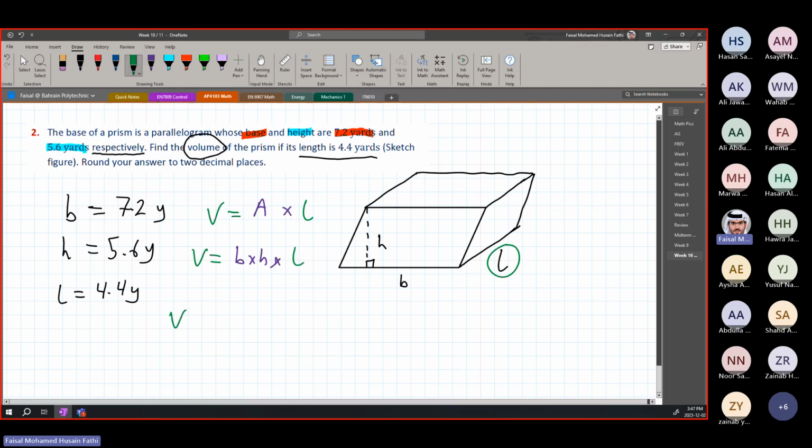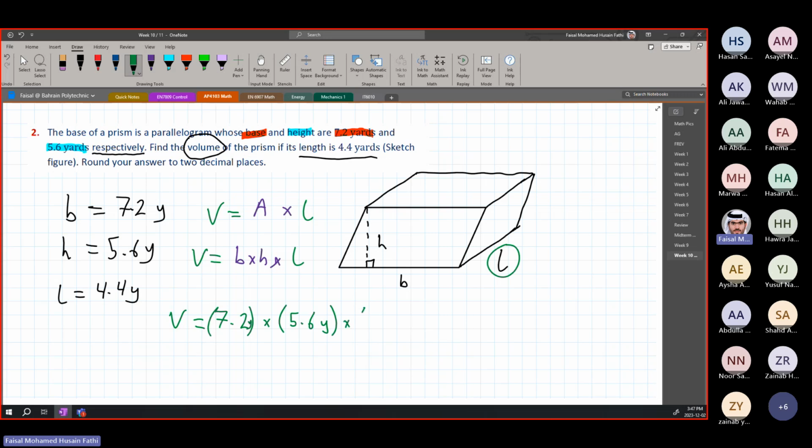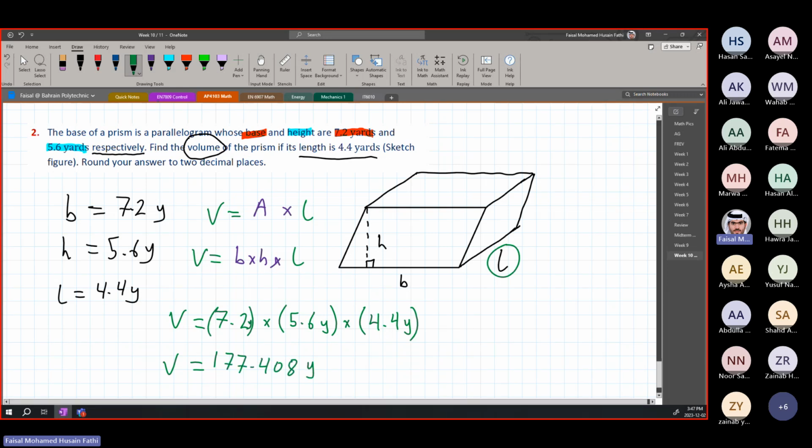So volume is equal to, what is the base? 7.2 yards. What is the height? 5.6 yards. And what is the length? 4.4 yards. You put that all in the calculator, 7.2 times 5.6 times 4.4. It's going to be 177.408 yards cubed.